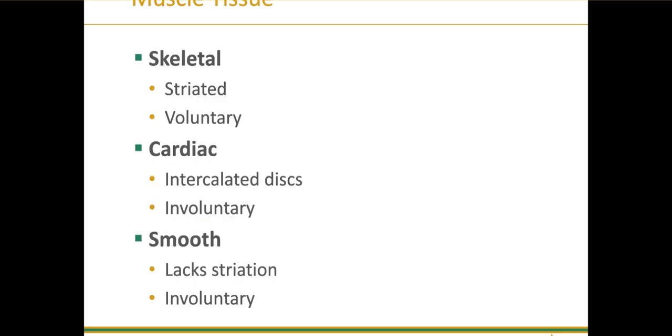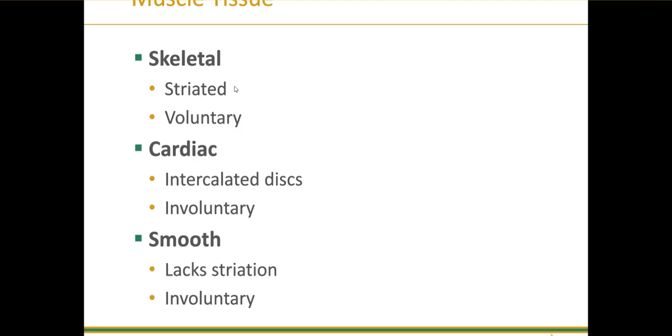Okay, the next set of tissues are muscle tissues. That's on page 82 as well. There are three different types of muscle tissues. Muscle tissues in general consist of cells that are elongated, and they respond to certain stimuli. Again, there's skeletal, cardiac, and smooth.